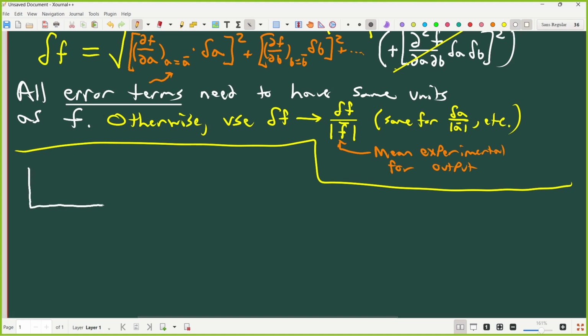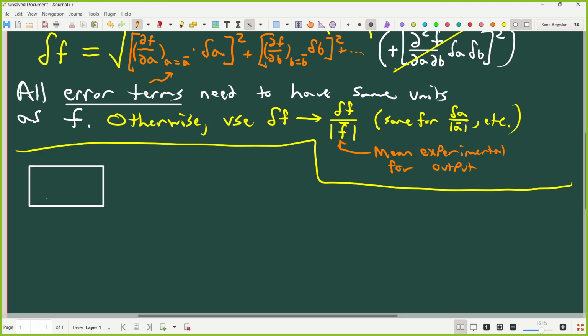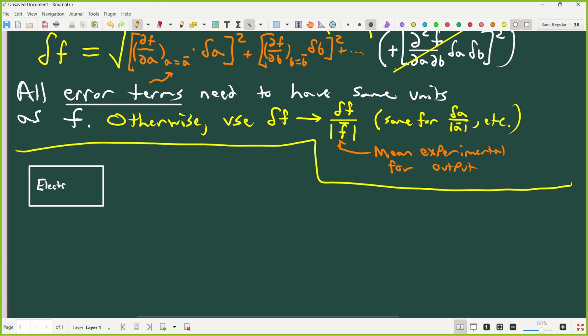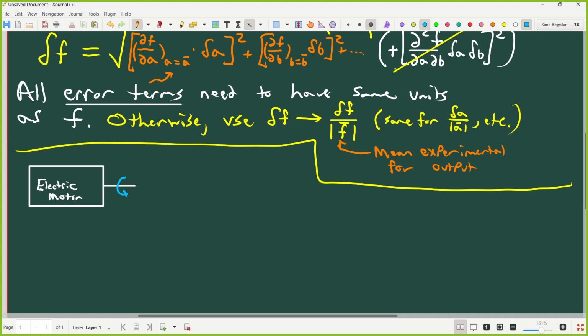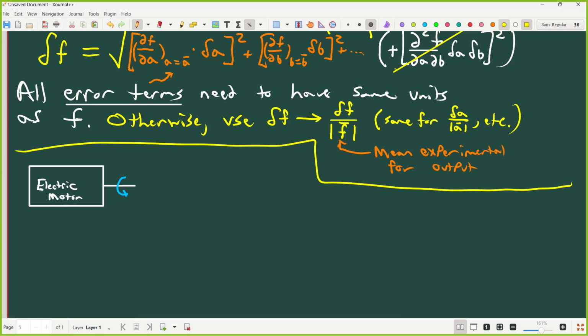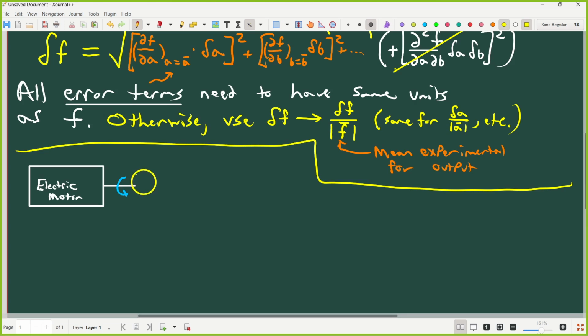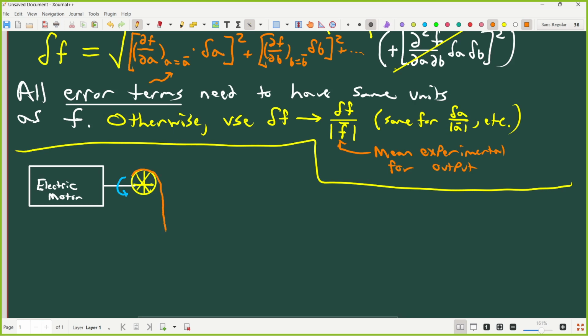I'm going to have a motor here. This is an electric motor. Think of a motor from, well, I was going to say from a Tesla, but it's not the same. This electric motor has a turbine or a little wheel that spins. The motor drives this shaft, and this shaft is connected to a pulley that has a wire, a rope on it, that is attached to a hanging mass of mass m.